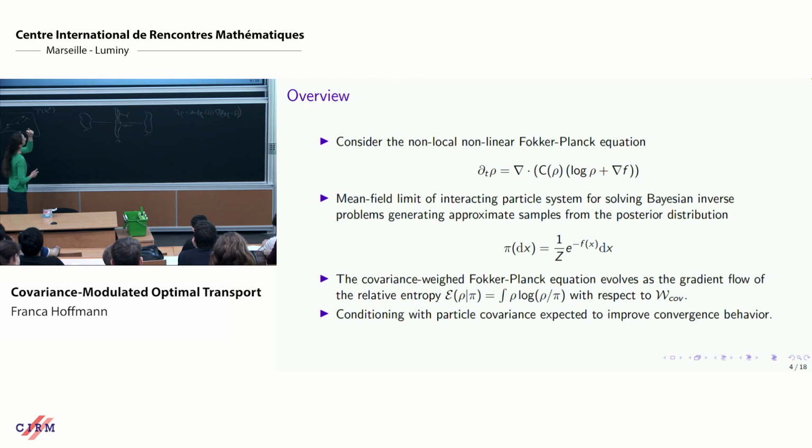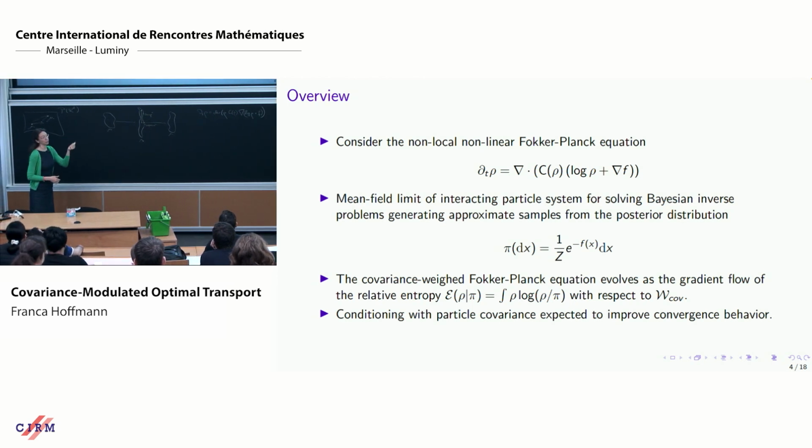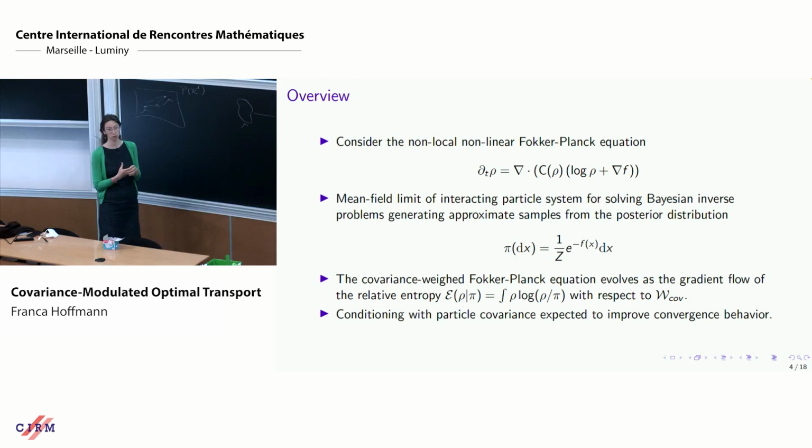And this is a non-local and non-linear Fokker-Planck equation because you have this covariance in there, right? The covariance has a non-local dependence on your density rho because it integrates over everything. And this specific PDE arises in the mean field limit of an interacting particle system that is at the heart of certain types of algorithms for solving Bayesian inverse problems.